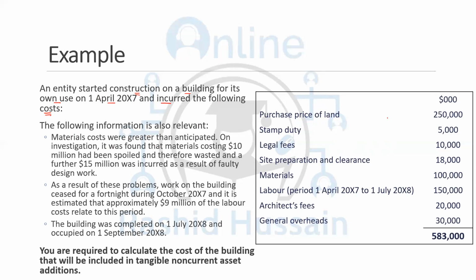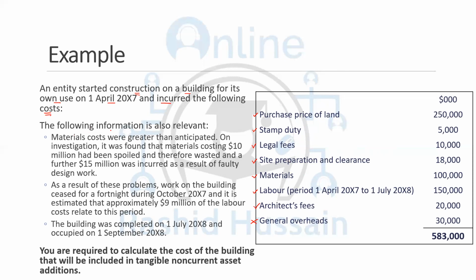So the purchase price of the land, it is going to be capitalized. Stamp duty, yes. Legal fee, yes. Site preparation and clearance, yes. Materials, yes. Labor, yes. Architect fee, yes. General overheads, and we know we are not going to capitalize the general overhead, so you're going to exclude this thing. You're not going to capitalize this amount.